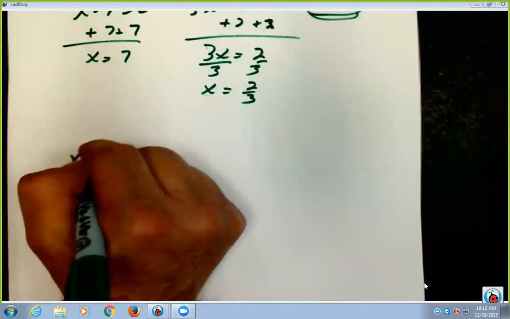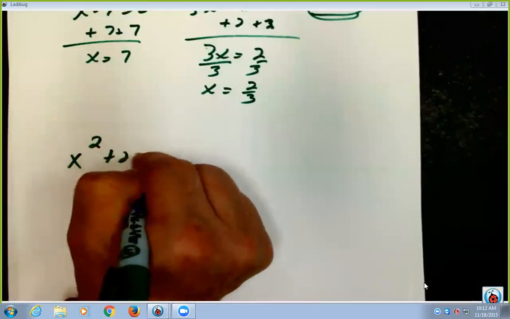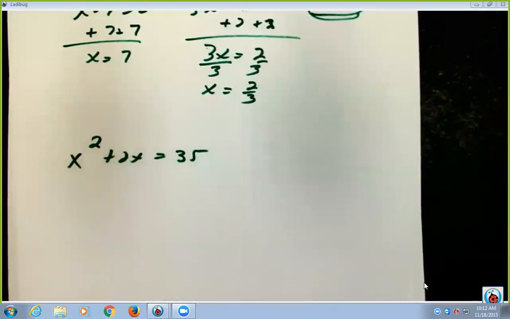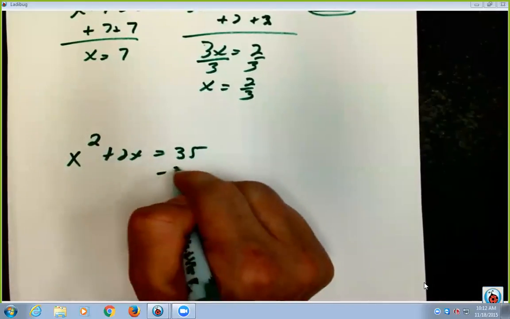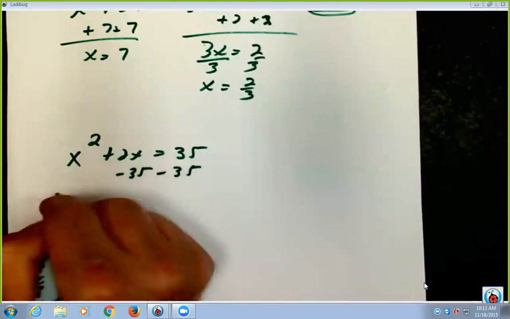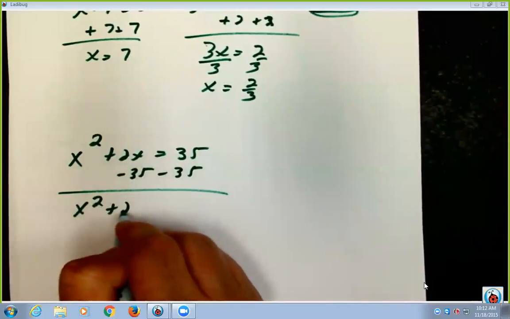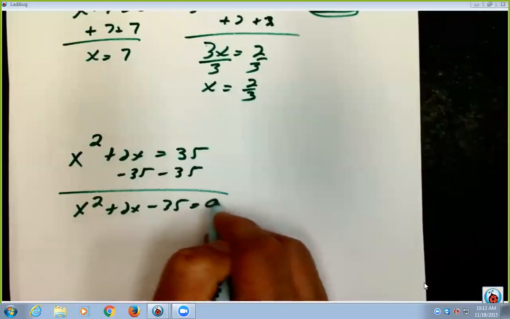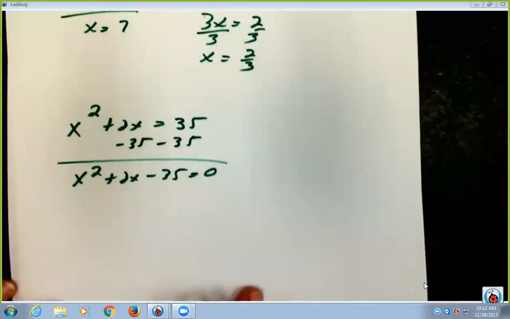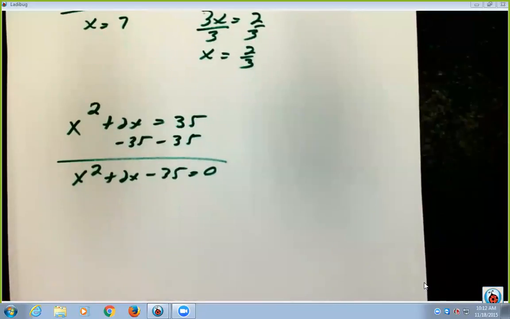Sometimes they give them to you that look like this. And if it's in that format, I have to get it so it's set equal to 0. So that means I need to subtract 35 from both sides, and I get this for my solution. So now I can factor it. So what does this one factor to?